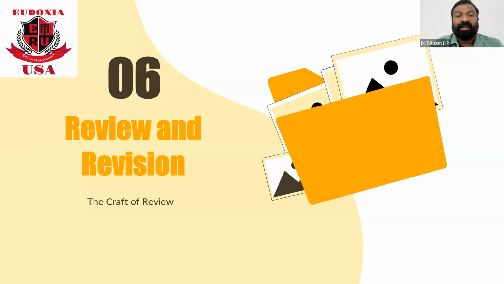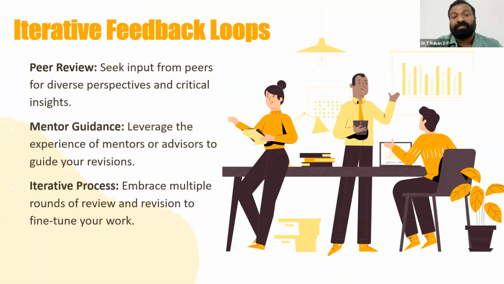Next slide, iterative feedback loops. Let's construct a foundation of collaborative excellence. Here are three pillars to build effective feedback loops. One is peer review. Seek inputs from peers, like artists contributing to a shared canvas. Embrace diverse perspectives and critical insights. It's like creating a symphony where every instrument plays a crucial role.